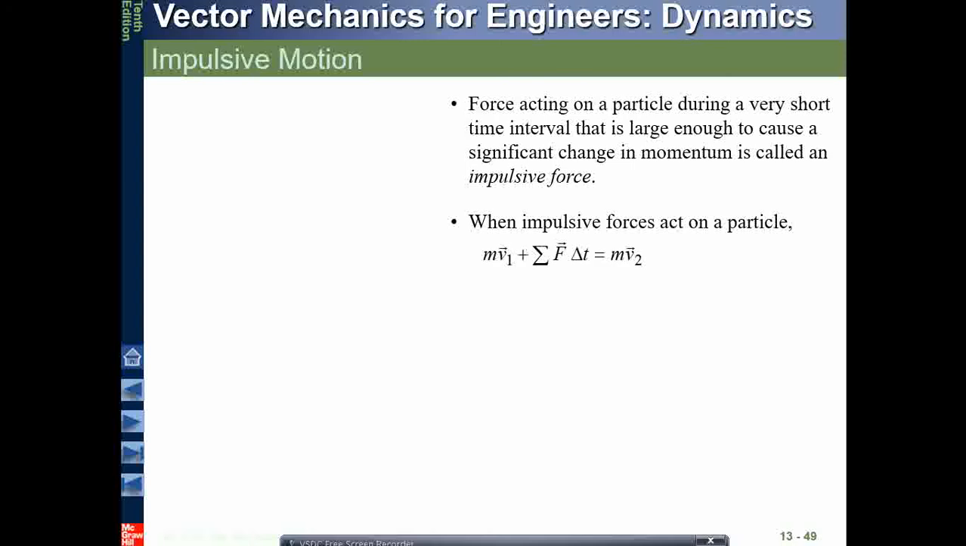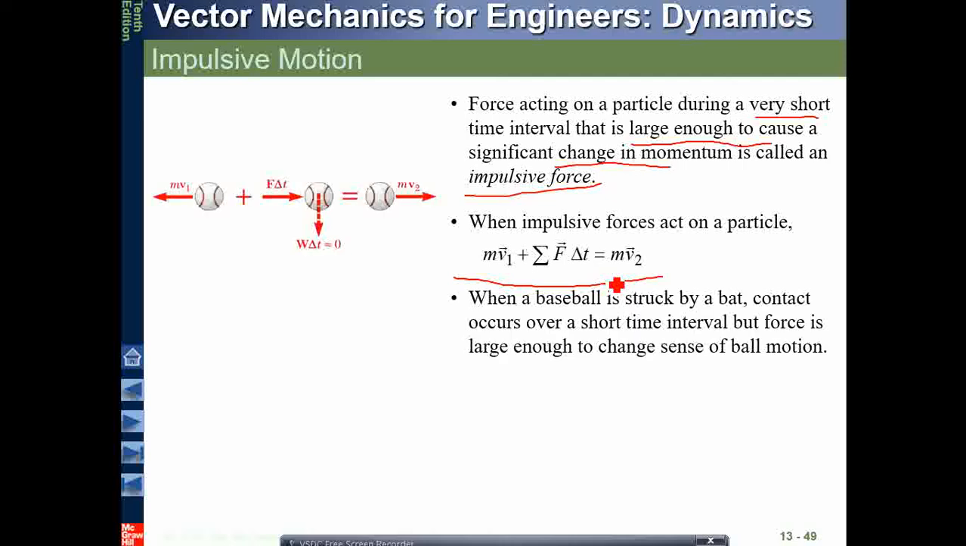As I've already defined, a force acting on a body for a very short period of time, that is large enough to cause a significant change in the momentum of the body, is an impulsive force. So this is the impulse momentum equation: mv1, the initial momentum, plus any forces that act on the body for a very short period of time, there may be multiple forces also, equals mv2, the final momentum of the body.